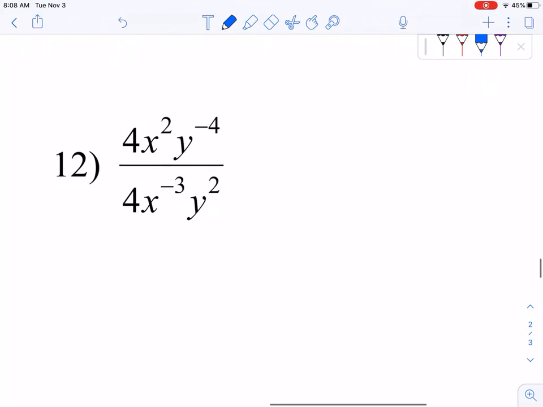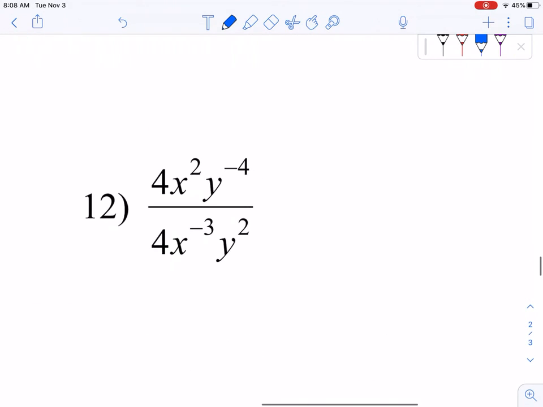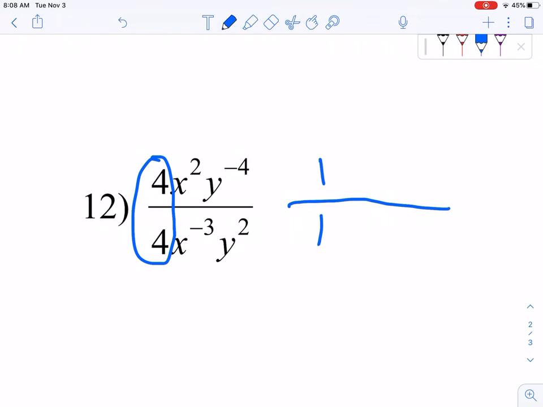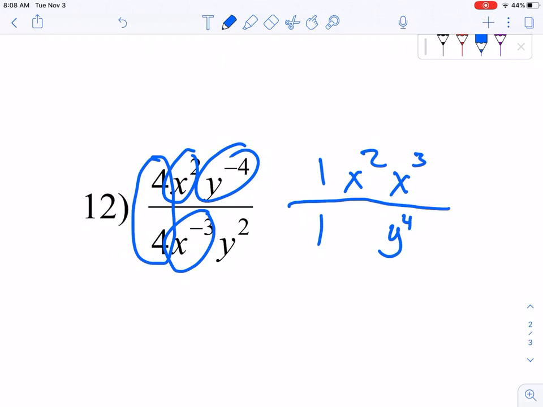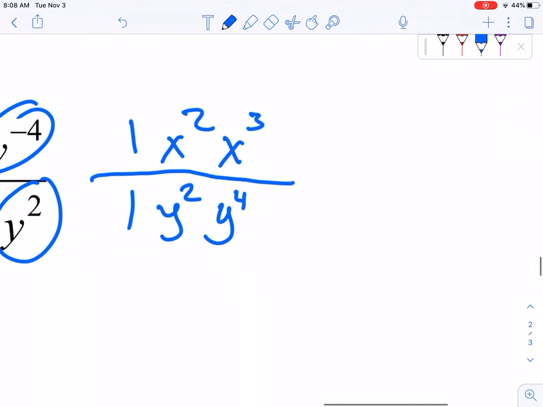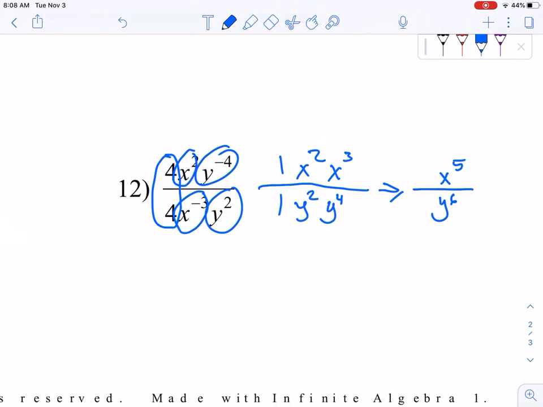I'll do one more. And for this one, we have actually these 4s, so we want to reduce 4 over 4 reduces to 1 over 1. X squared doesn't need to move. Y to the negative 4th does need to move. X to the negative 3rd needs to move. And y to the 2nd does not need to move. Now that I have positive exponents, I can rewrite this. X to the 2nd and x to the 3rd make x to the 5th. And y to the 2nd, y to the 4th make y to the 6th. And I've simplified now all the way down.